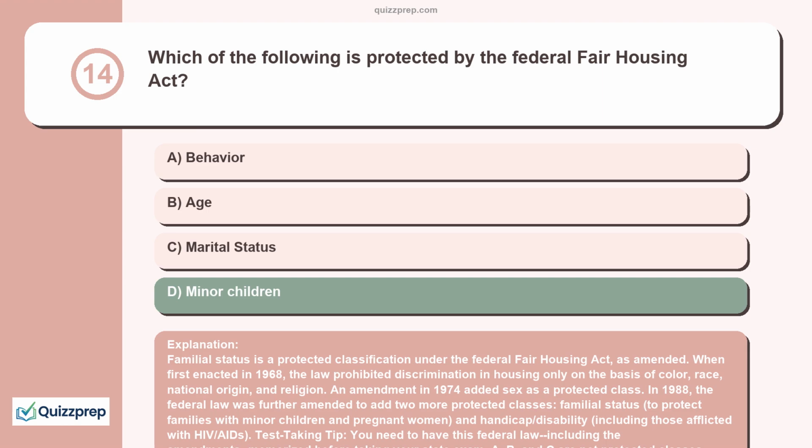Test taking tip: you need to have this federal law, including the amendments, memorized before taking your state exam. A, B, and C are not protected classes under the Federal Fair Housing Act.